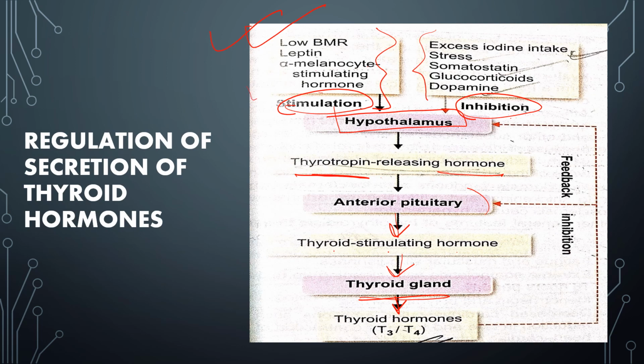Again, these hormones stimulate the hypothalamus and these hormones inhibit the hypothalamus, causing release of thyrotropin releasing hormone, which enters the anterior pituitary, causes stimulation of thyroid stimulating hormone, moving to the thyroid gland, and finally releasing the thyroid hormones. What are the thyroid hormones? T3, T4. There's one more thyroid hormone named calcitonin. Correct?